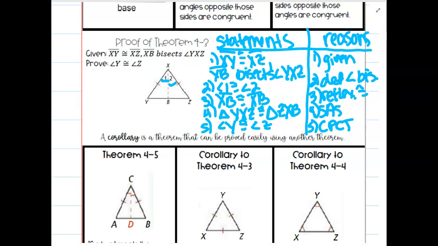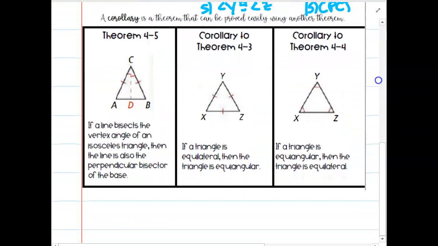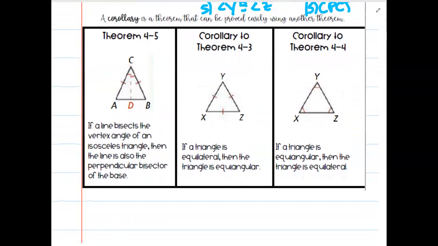Okay, now these three down here, the theorem and the two corollaries, which is a new word for us. A corollary, it is a theorem, okay? So that's kind of the big thing that I don't want you guys to miss. It is a theorem, it can be proved, but how you prove a corollary is very, very similar to a previous theorem, okay? So, first of all, we have theorem 4-5, which kind of talks about what we just did. So theorem 4-5 says if you take an equilateral triangle, like we just did, and if you draw a segment from the vertex angle that bisects the vertex angle, like we just did, okay?